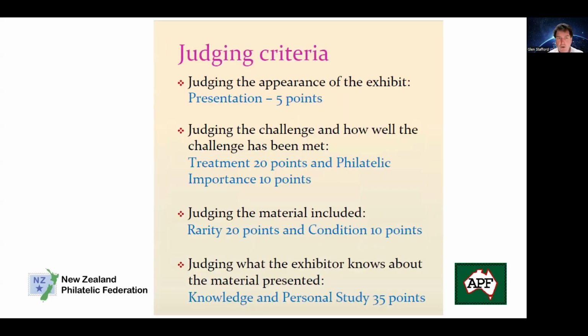All right, so let's look at the judging criteria. We saw that in Grex, these are the criteria. Presentation, again, 5 points. Treatment, 20 points. Importance, 10. Judging rarity, 20 points for rarity, 10 points for condition. Knowledge and personal studies, 35 points. Again, adding up to 100 points. You need to know these inside out. You don't want to be looking them up every time we're judging. And after a while, you'll be eating and sleeping and dreaming the judging criteria.